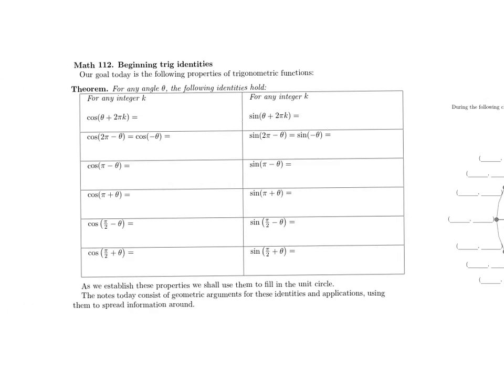So here are the properties that we'll try to establish. For any integer k, we'll try to figure out what adding 2 pi k to an angle does to trig functions. We'll try to figure out what subtracting an angle from 2 pi, or just sticking a negative sign in front of that angle, does to trig functions. We'll try to figure out what doing pi minus an angle, pi plus an angle, pi over 2 minus an angle, and pi over 2 plus an angle all do to trig functions. And this is the order in which things will happen.